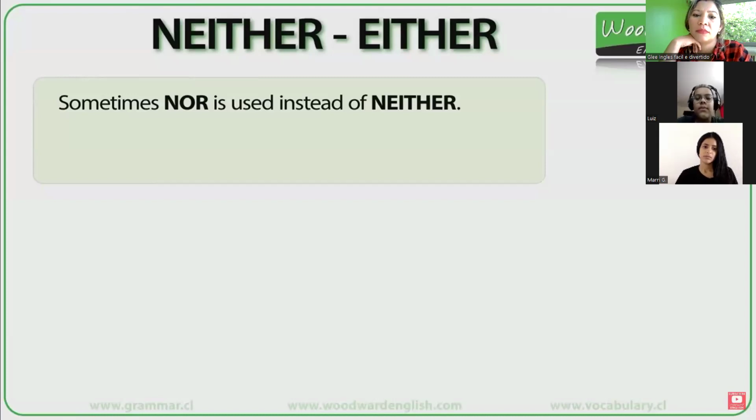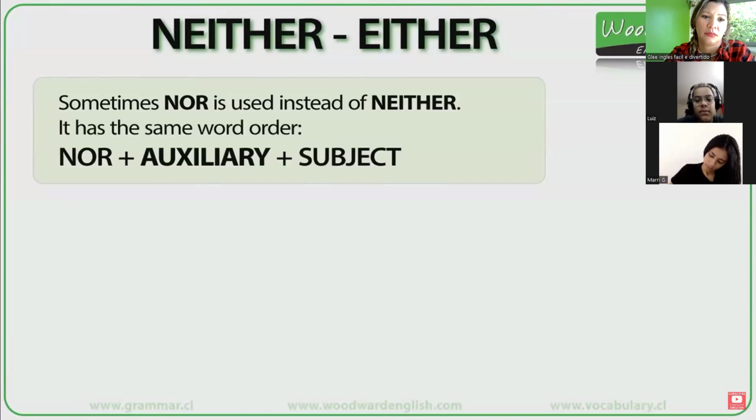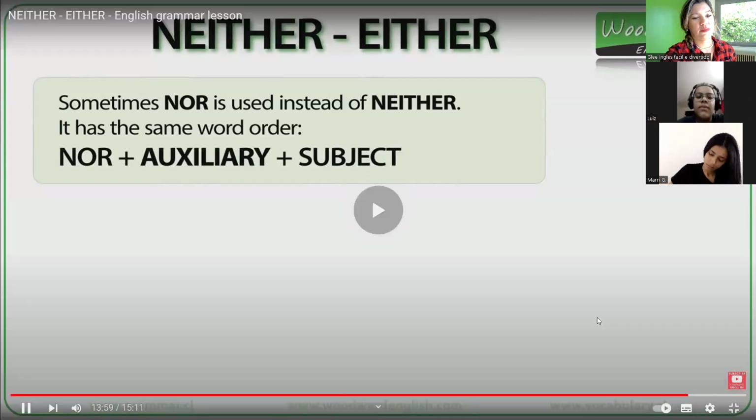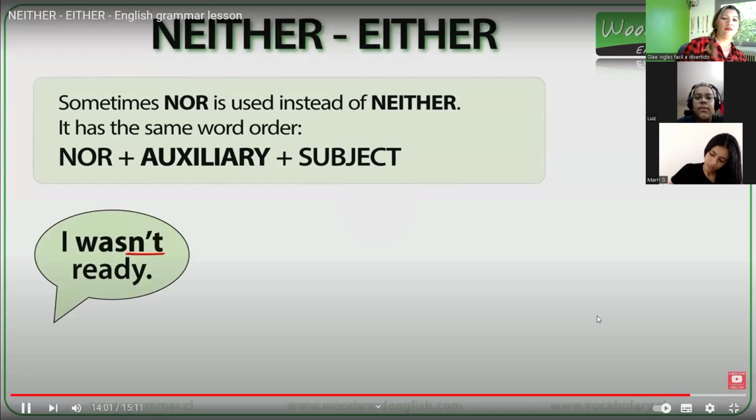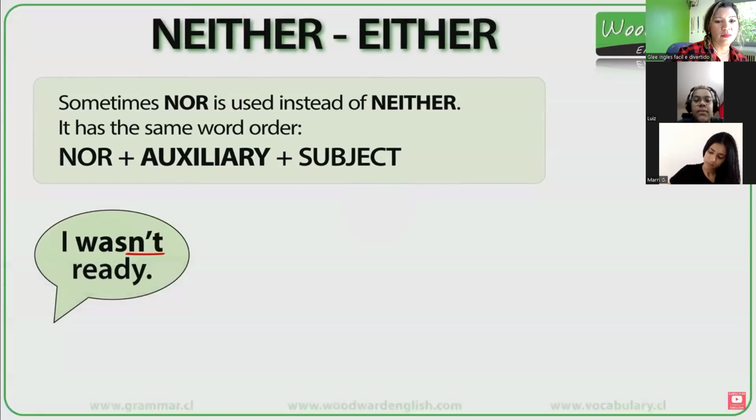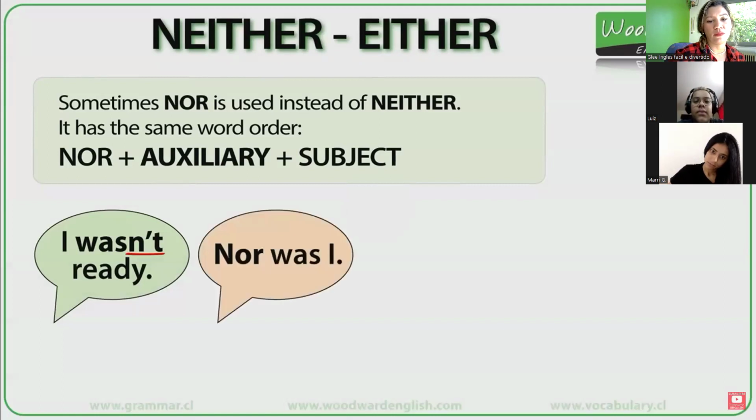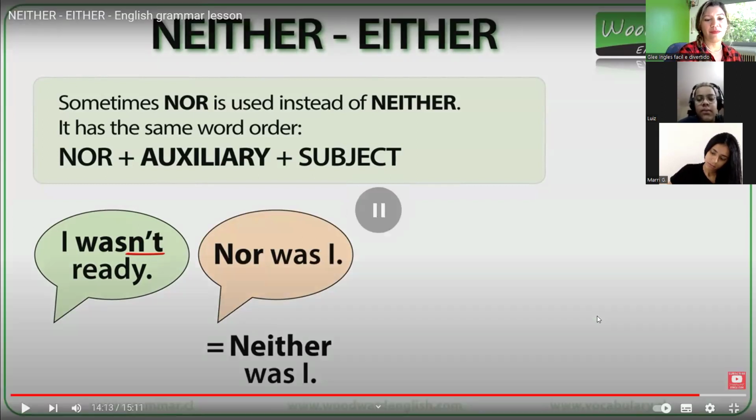Sometimes nor is used instead of neither. It has the same word order of nor plus auxiliary plus subject. For example, if someone says, I wasn't ready, you can respond with, nor was I, which means neither was I. Both forms are correct. Okay, it's very common. People say, I wasn't either. Neither was I.